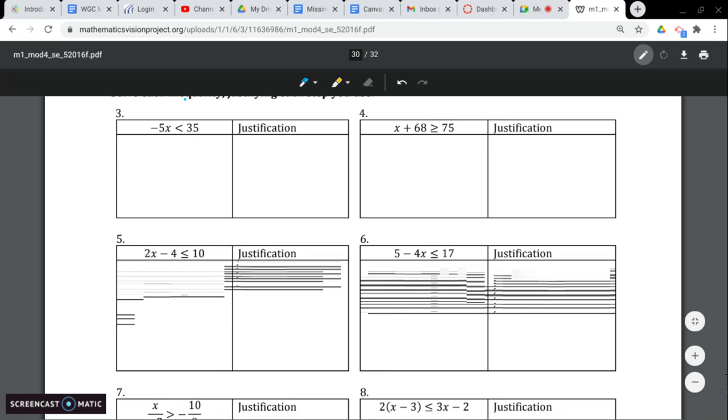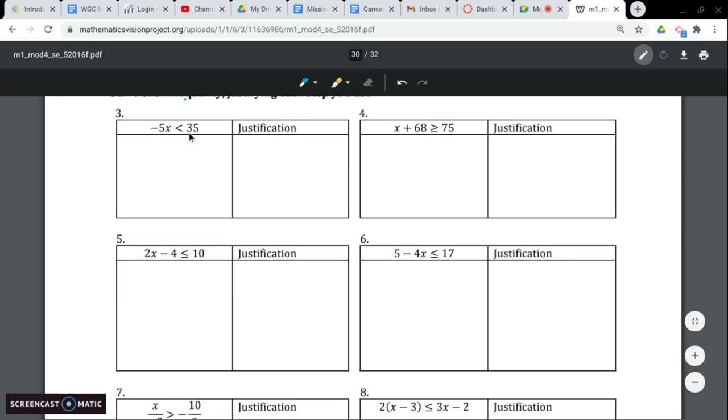So number 3, negative 5x is less than 35. In order to solve for x, we divide both sides by a negative 5. So we have x. Now remember, we divided by a negative, so that means we have to flip the sign. So x is now greater than negative 7.